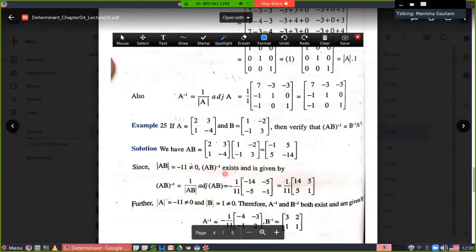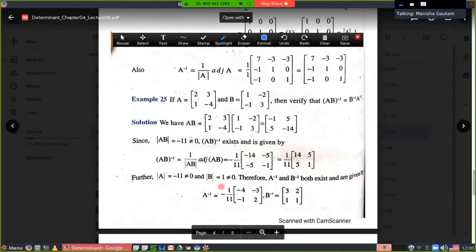Inverse exists. The (AB) whole inverse formula will be what? 1 upon determinant value of the matrix, where the matrix is AB, times adjoint of AB. Now for 2 by 2, we have already studied, you can calculate the 2 by 2 matrix adjoint orally. What you have to do? Interchange these two elements, minus 14, minus 1, and change the sign of these two elements, 5, 5 becomes minus 5, minus 5. Now it becomes the adjoint of AB, and it is divided by the determinant value. Take this minus sign into the matrix, changing the sign of the matrix. You will get 1 upon 11 times 14, 5, 5 and 1.